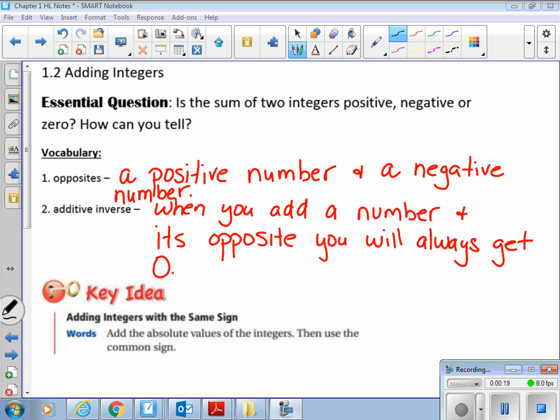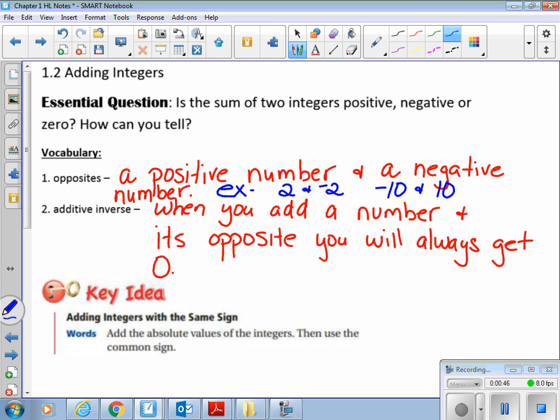Opposites are a positive number and a negative number. For example, I might say the opposite of 2 is negative 2, or the opposite of negative 10 is positive 10. So 2 and negative 2 are opposites, and negative 10 and positive 10 are opposites. Second vocabulary term, additive inverse.